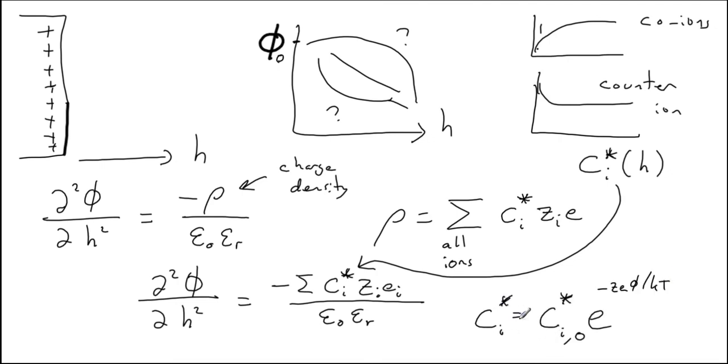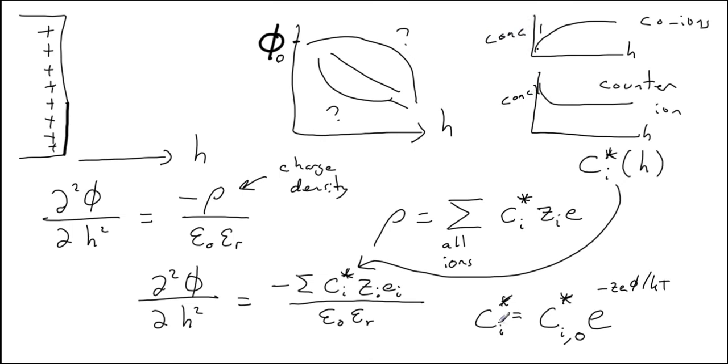So the concentration of an ion near the interface is equal to the concentration far from the interface times this exponential. Notice if we have a positive potential and a positive charge, this is overall going to be a negative exponential, which tells you that your concentration is less than it would be. So if you're a co-ion, your concentration is less, as indicated up here, and if you're a counter-ion, your concentration near the interface is more. Let me label these axes. This is h, and this would be concentration in both of these graphs.